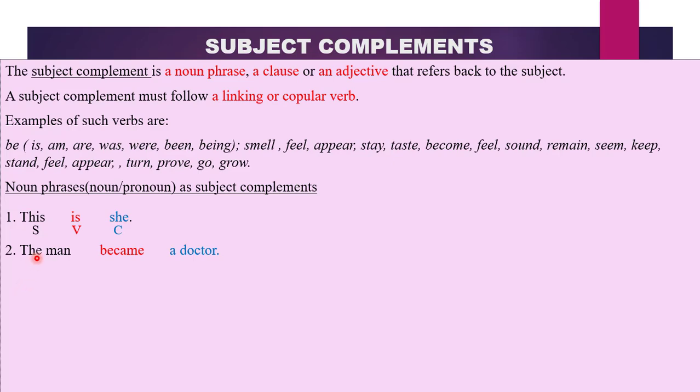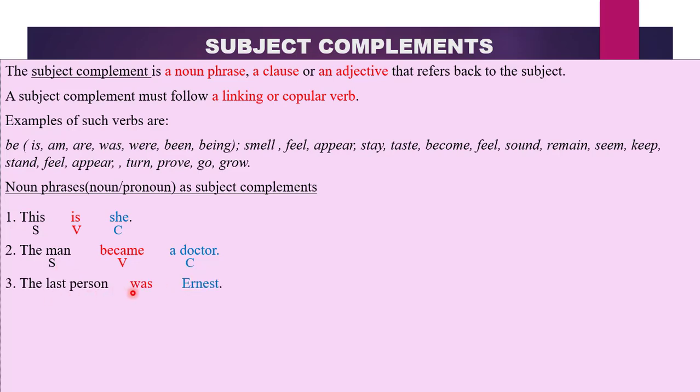The second one, the man became a doctor. A doctor refers back to the man, so it means that it is a subject complement and it comes after a linking verb. This is not an action verb. If we say the man killed a doctor, a doctor will not function as a complement because we have changed the verb. But since it is coming after a linking verb, a doctor becomes a complement. So we would have the man as subject, became our verb, and a doctor our complement. And what complement is that? A subject complement, because a doctor refers back to the subject.